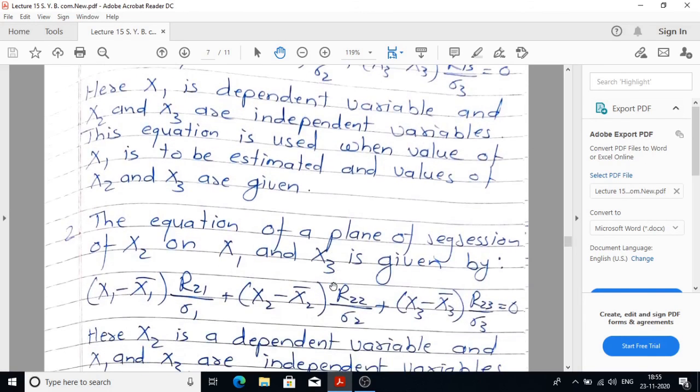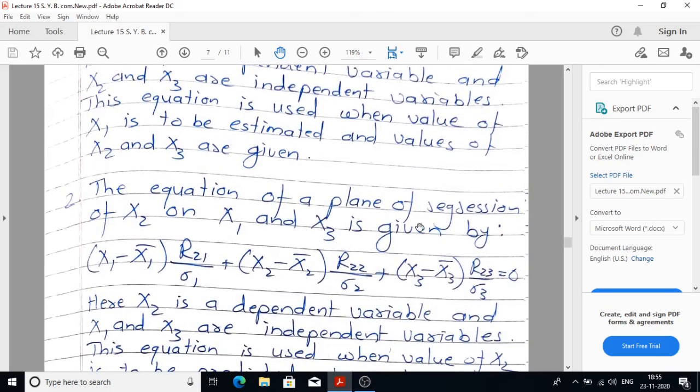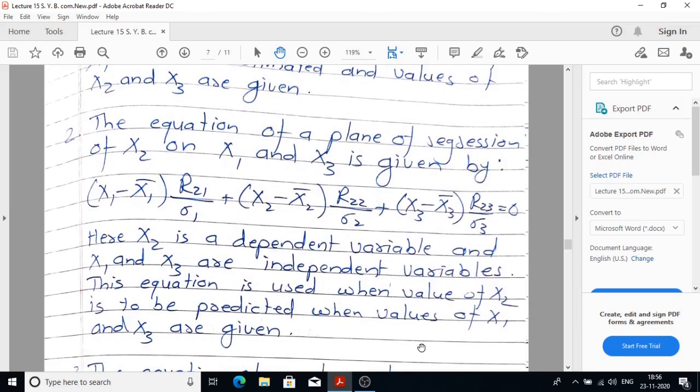Second equation, the equation of plane of regression of x2 on x1 and x3 is given by x1 minus x1 bar, R21 upon sigma 1, plus x2 minus x2 bar, capital R22 upon sigma 2, plus x3 minus x3 bar, R23 upon sigma 3, is equal to 0. Here x2 is a dependent variable and x1 and x3 are independent variables. This equation is used when value of x2 is to be predicted when values of x1 and x3 are given.